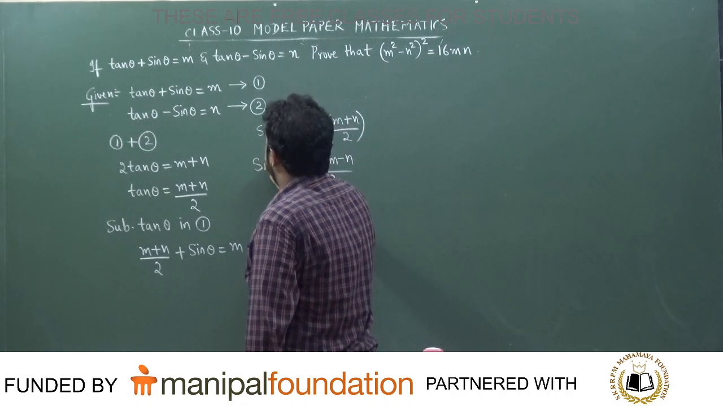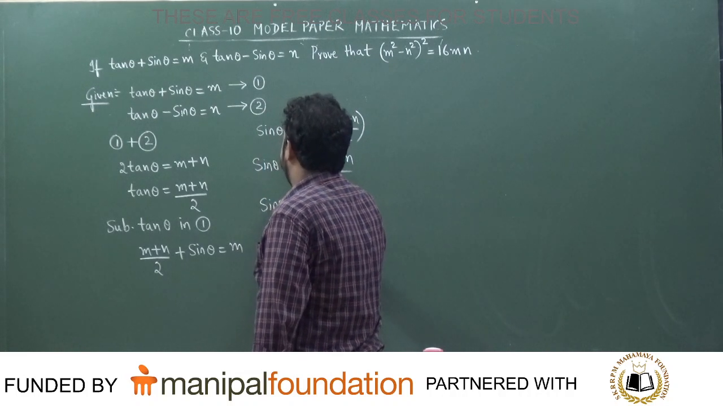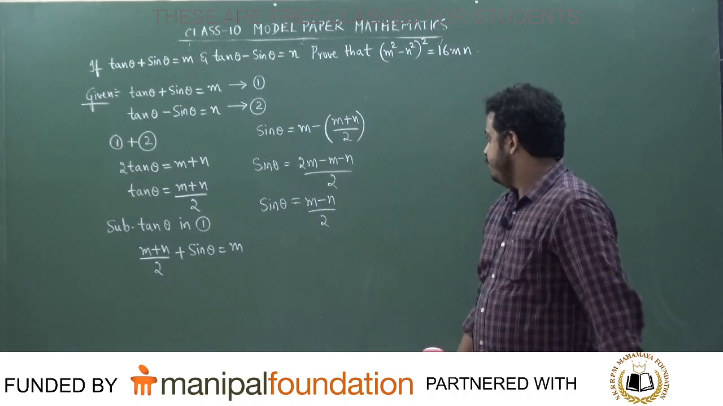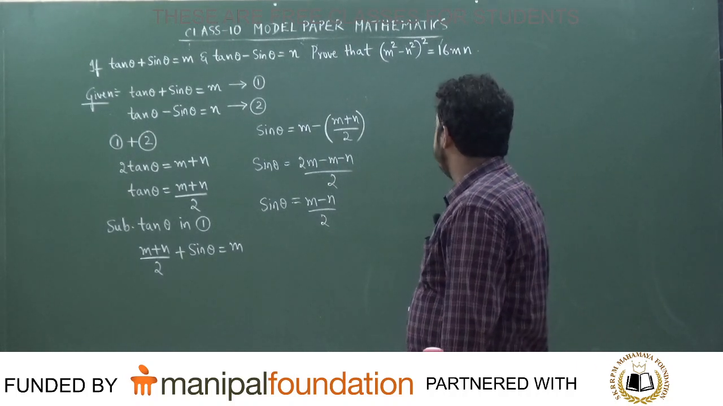This is nothing but sin theta. Is it correct or not? This is nothing but sin theta, m minus n divided by 2.